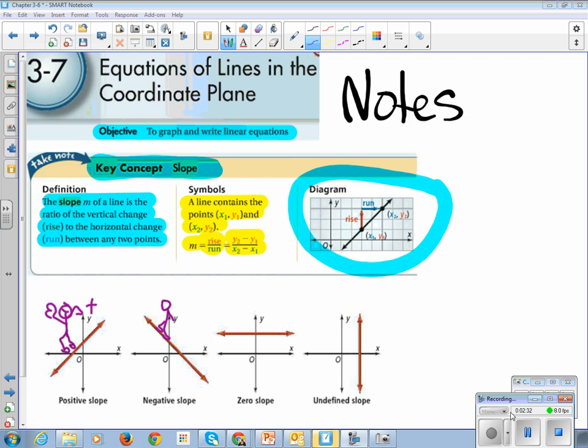Then zero slope is a flat line. There's nothing going on. Flat, zero. And then undefined is a vertical line. So 4 different types of slope. All right.